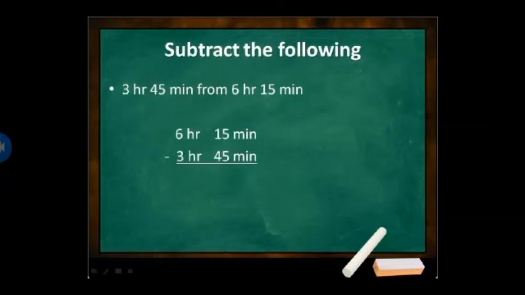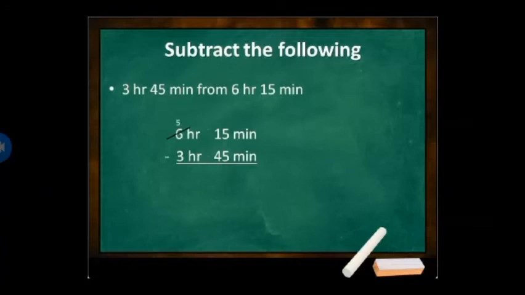Now here, 3 hours 45 minutes from 6 hours 15 minutes. So 6 hours 15 minutes you write on top, and 3 hours 45 minutes you write at the bottom. Now we will subtract first the minutes section.